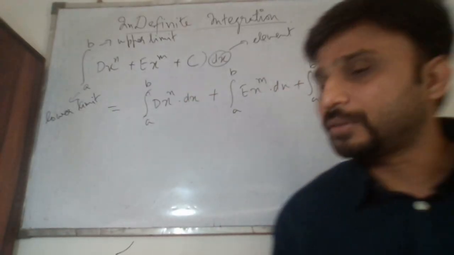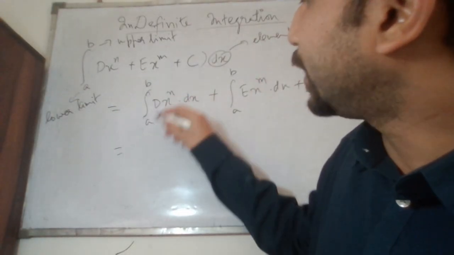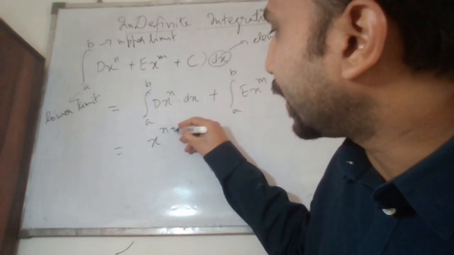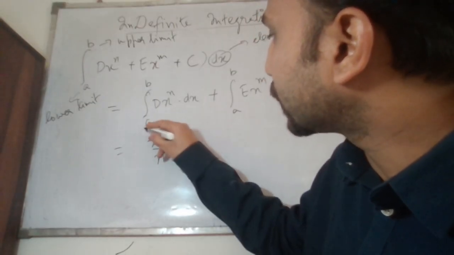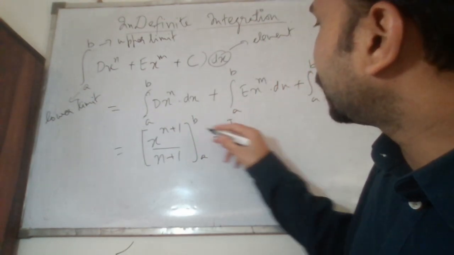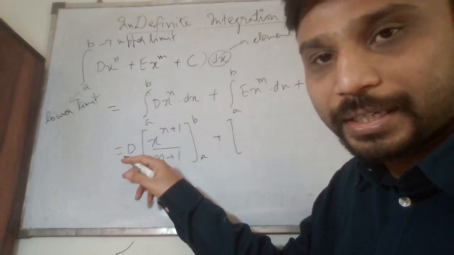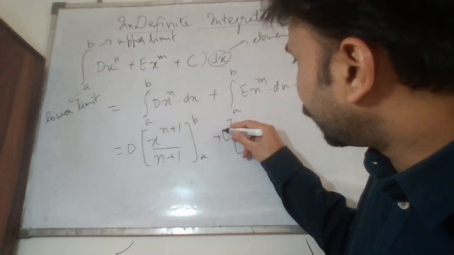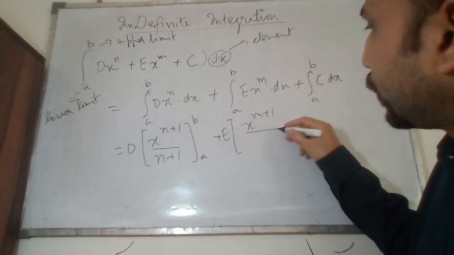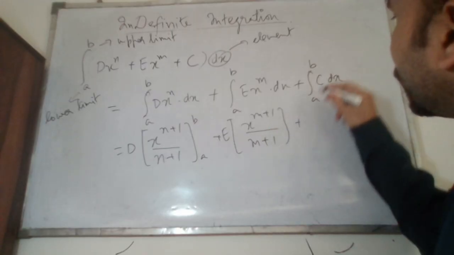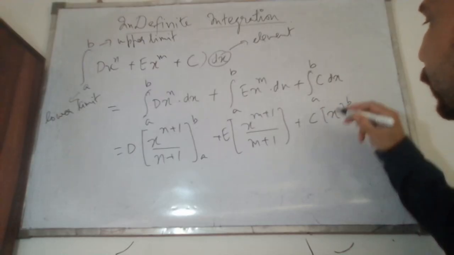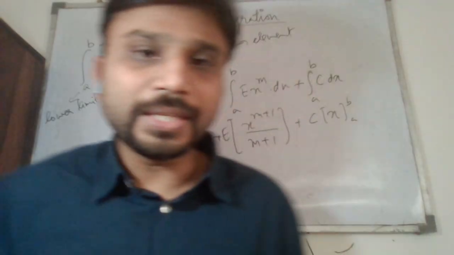So let us integrate all of them. We know d will be taken outside the integration of x to the power n. So we say x to the power n plus 1 upon n plus 1, going from a to b, plus again mentioning the value of d, not forgetting it. The value of e is also written to the side. The integration of x to the power m is x to the power m plus 1 upon m plus 1, plus c. The integration of dx is simply x. The value goes from a to b, so it's simply putting the value b and a.